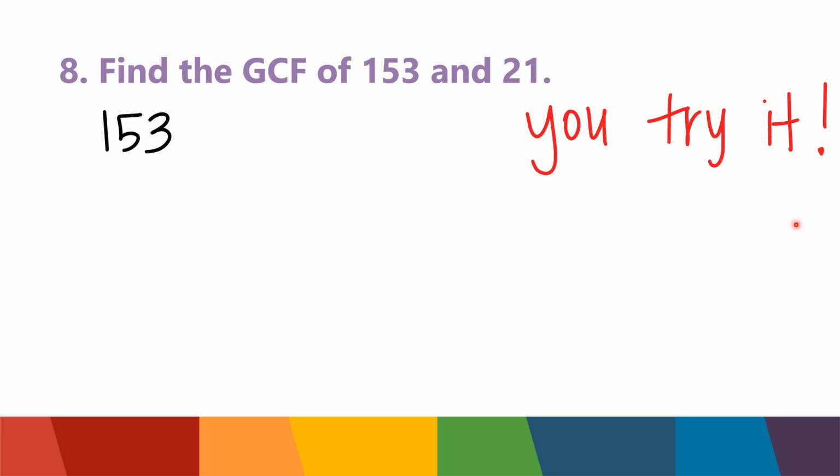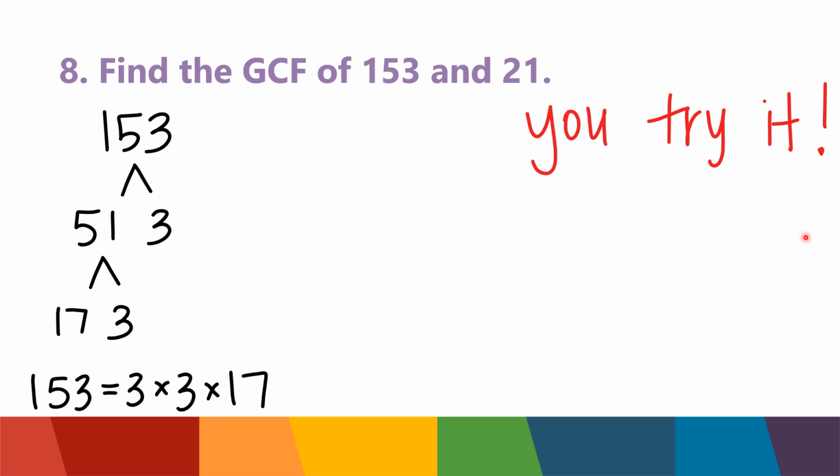I'm going to make the factor tree. 153, 3 definitely goes into that. You can see 1 plus 5 plus 3 is 9. 9 is divisible by 3, so 153 is divisible by 3. I would break that into 51 times 3. We just did 51 a minute ago. We know that 51 is 17 times 3. And we know 17 is prime, 3 is prime, 3 is prime. So the prime factorization is 3 times 3 times 17.